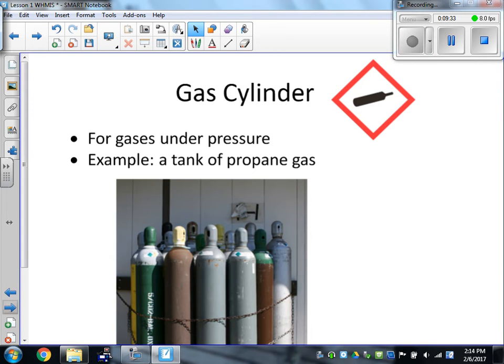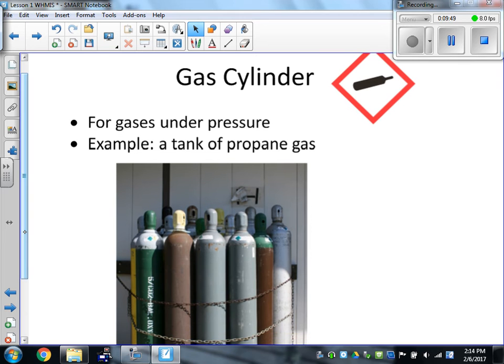Gas cylinder would be another one. Okay, you quite often see these for gases under pressure. So if you go to Costco, or somewhere else that has these propane tanks, that is the gas cylinder symbol for gases under pressure.